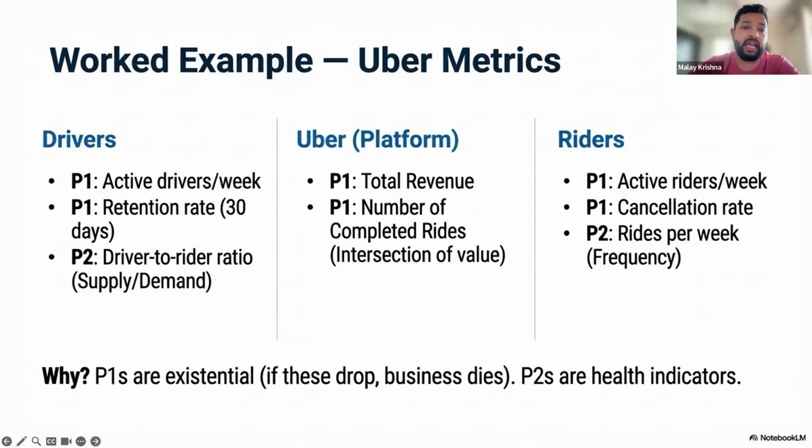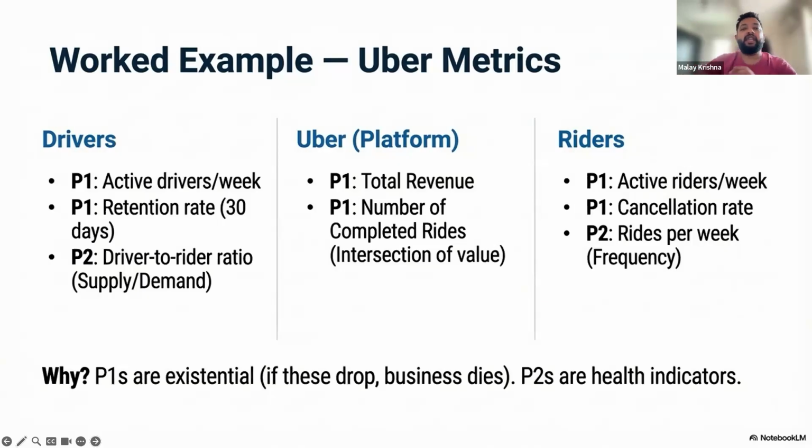So the next step is I have to define the success now. So here I'm going to define it for three levels. I'm going to define it for Uber overall, then I'm going to define it for drivers, and then I'm going to define it for riders, right? So let's first look at Uber overall, right? Which is now the overall success for Uber. What is the overall success going to look like?